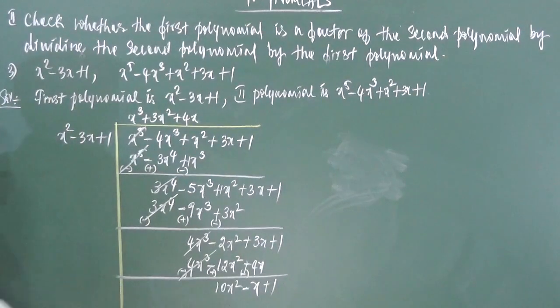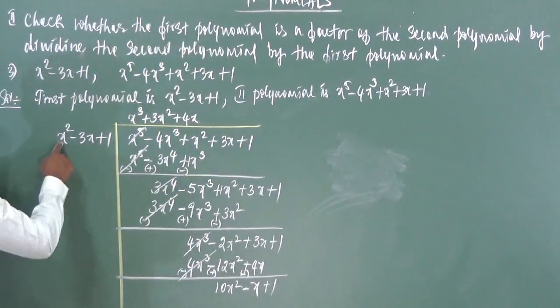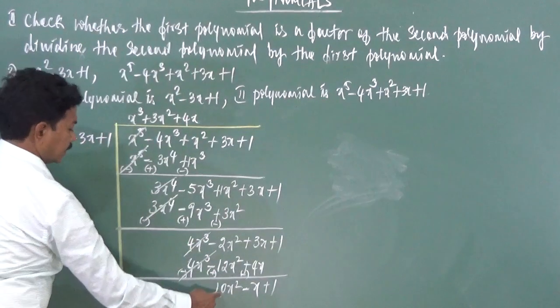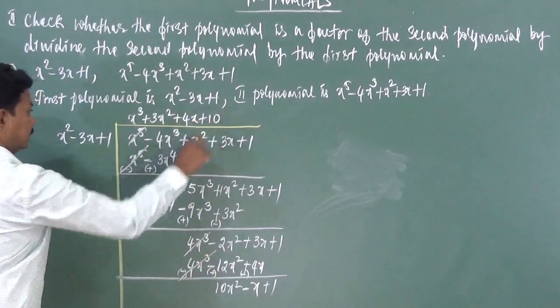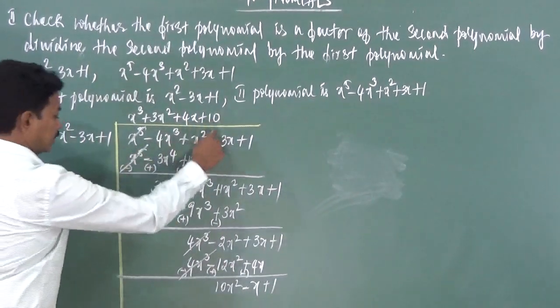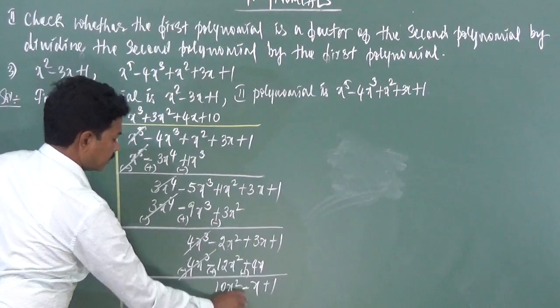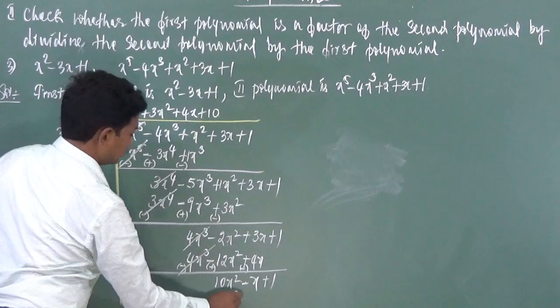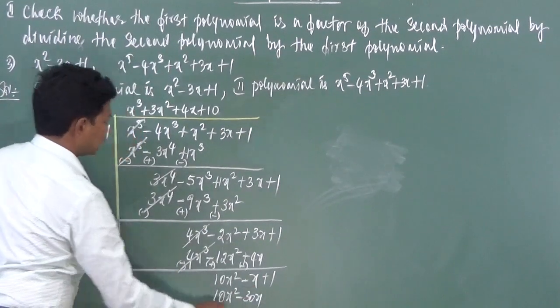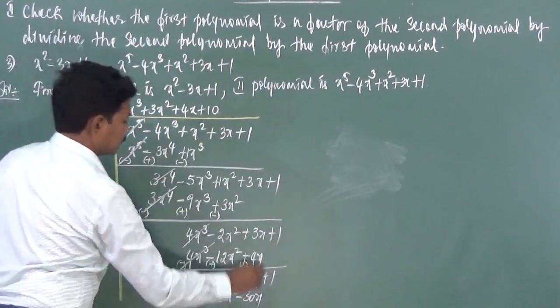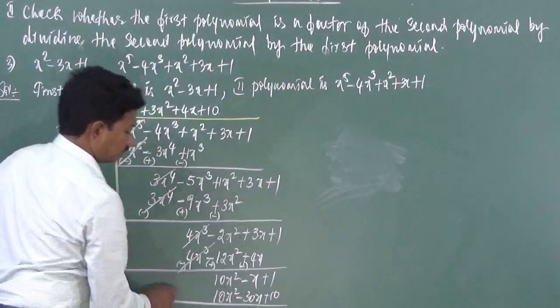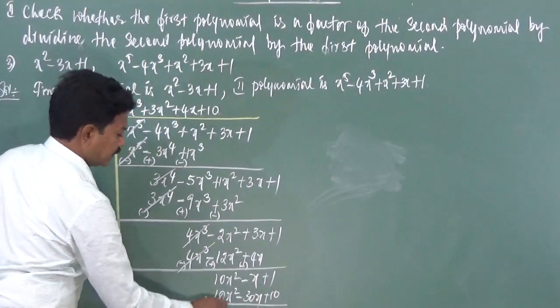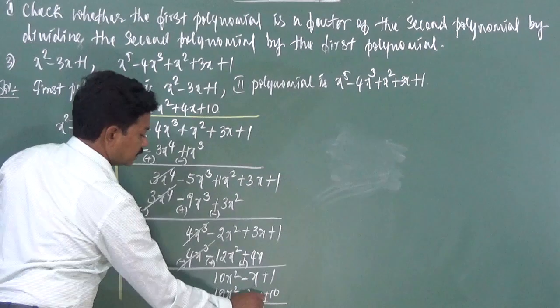So still the process of division continues. So x square into what gives you 10x square? So that is plus 10. X square into plus 10 is 10x square. Minus 3x into plus 10 is minus 30x. Plus 1 into plus 10 is plus 10. So we will change the sign. This becomes minus, and this is plus, and this is minus.